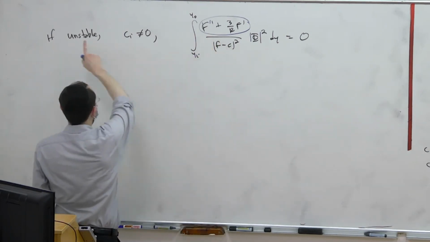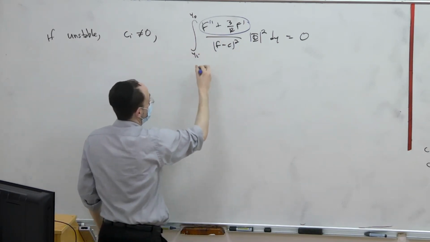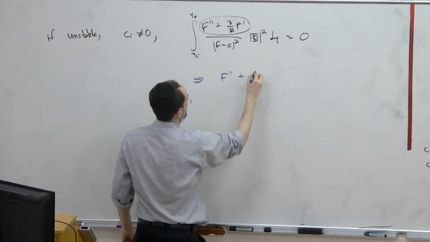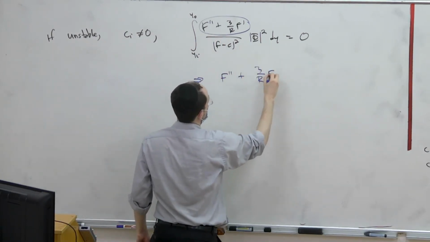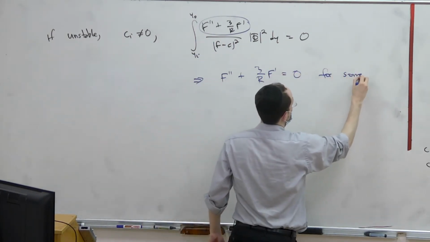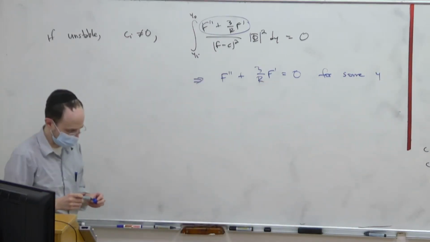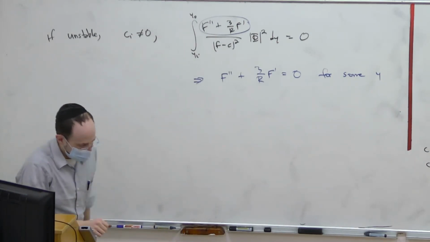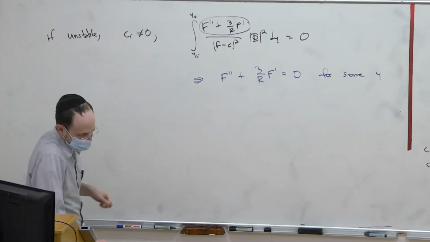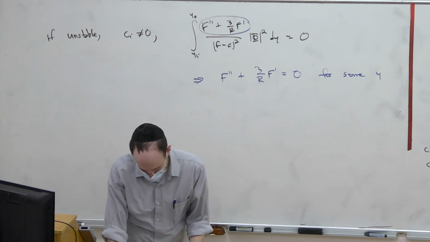So if it's unstable, c_i is not equal to 0, this has to be equal to 0. And therefore we conclude that f double prime plus 3 over r f prime equals 0 for some y. It has to change sign at some point. And this is our stability criterion. This is what we've been looking for.